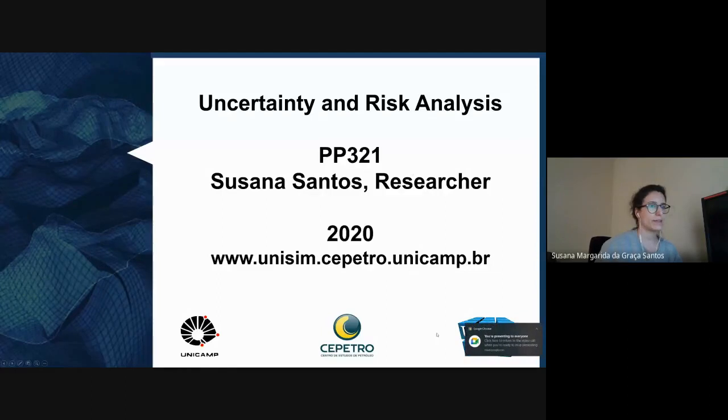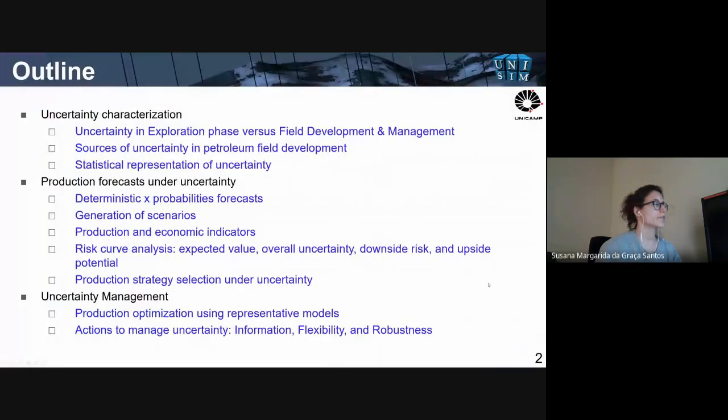Okay. So basically, this is the outline of today's presentation. I'm going to divide it into three main topics. The first one is about uncertainty characterization. So I'm not going to talk specifically about how we characterize uncertainty, but where uncertainty comes from, and how we can represent it statistically. Just very, very brief, this first part, okay?